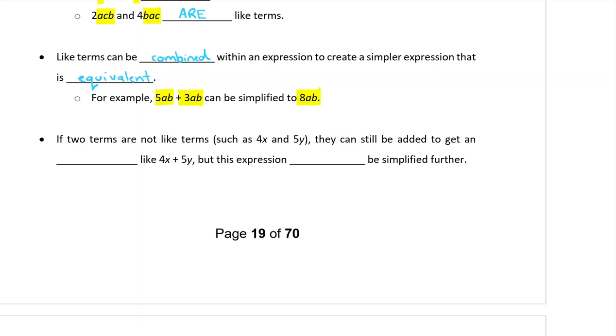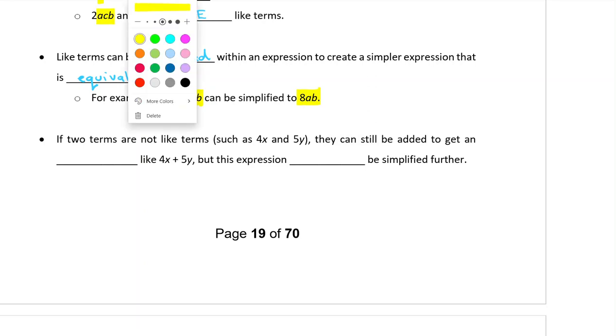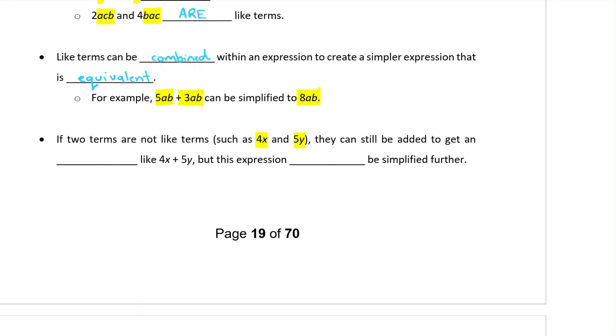If two terms are not like terms, so like 4x and 5y, they have different letters, so they're not like terms, they can still be added to get an expression, and that would be the expression 4x plus 5y. But that expression cannot be simplified further because you can only add them together if they have the same letters.